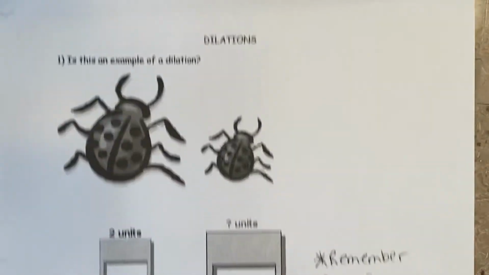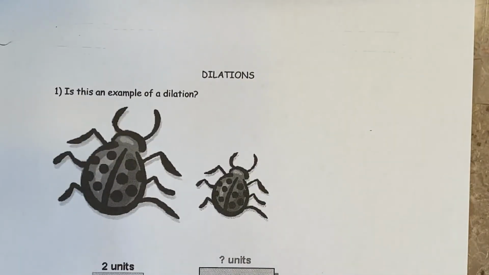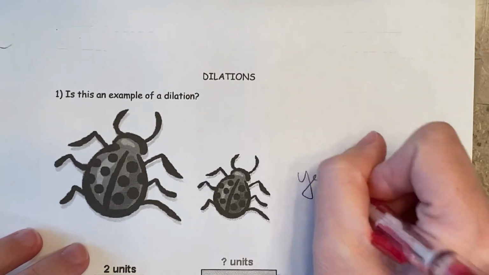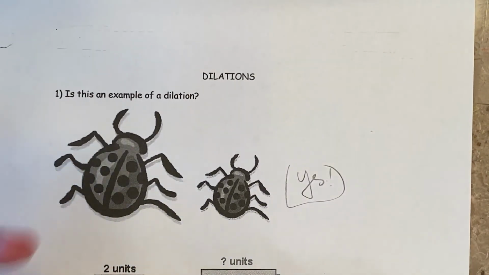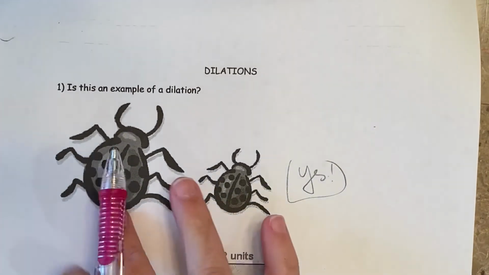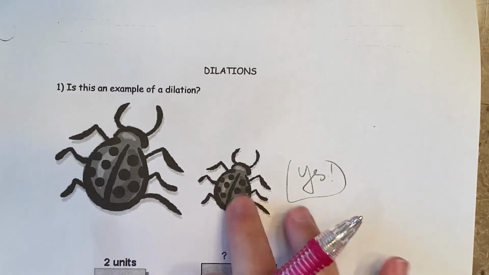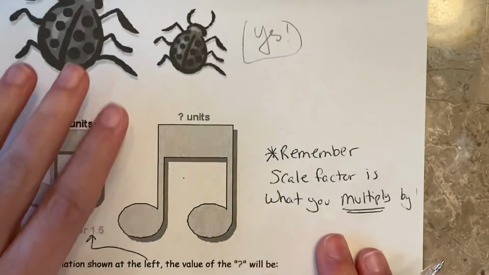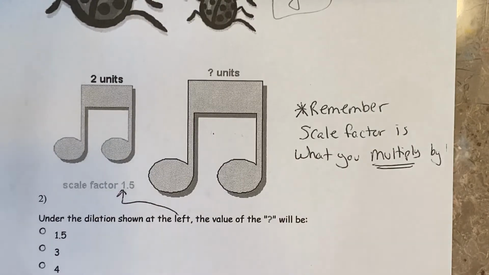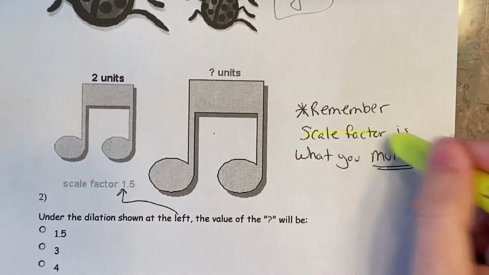Okay, and our last page is going to focus on dilations. So is this an example of dilation? Yes. Well, how do you know that? Well, this one's a different size. Same shape, different size. These are similar. Dilation is the only one that changes the size. All right, scale factor is what you multiply by.